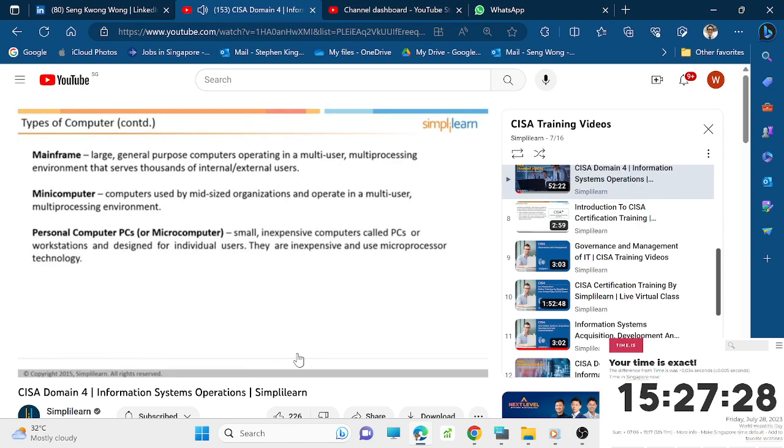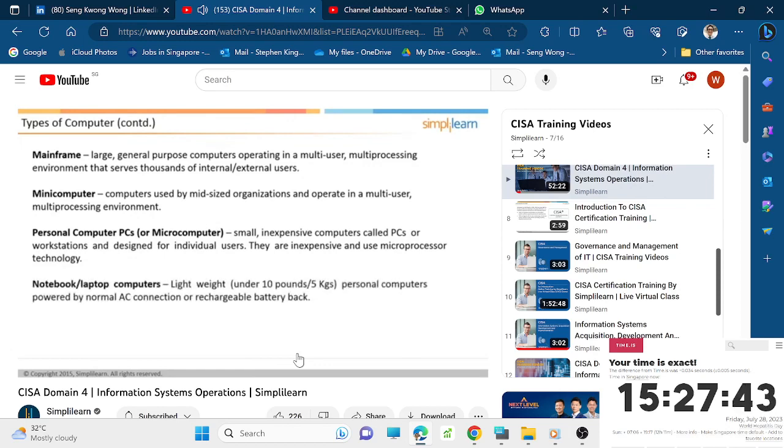Personal computers, PCs, also known as microcomputers, are small, inexpensive computers referred to as PCs or workstations and designed for individual users. They are inexpensive and use microprocessor technology. Notebooks, or laptop computers, are lightweight personal computers, under 10 pounds (5 kilograms), powered by a normal AC connection or rechargeable battery pack. They are preferred because of their portability.